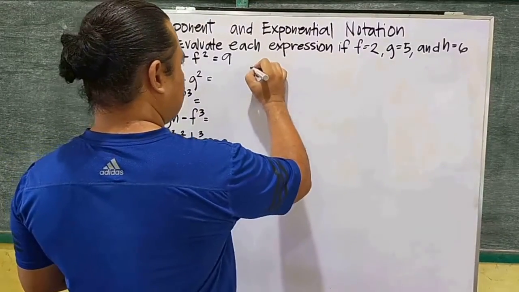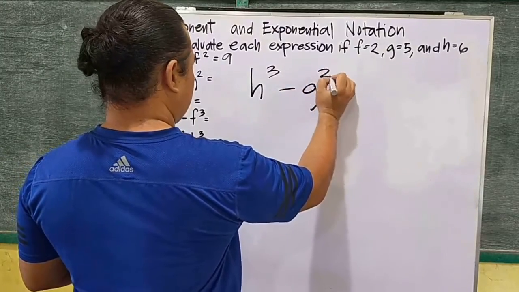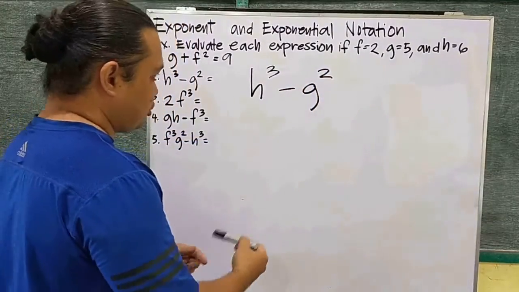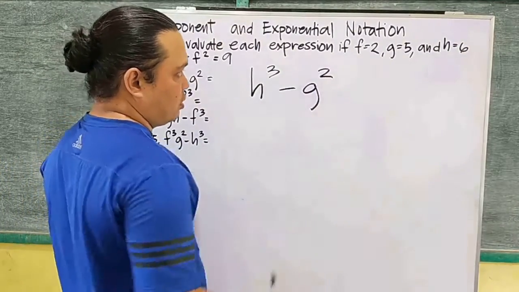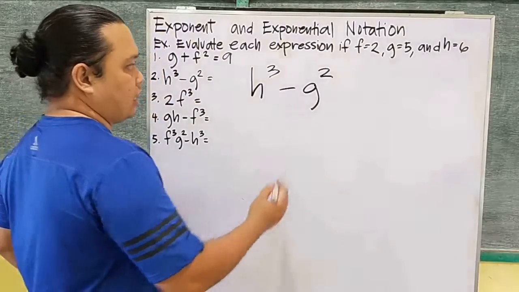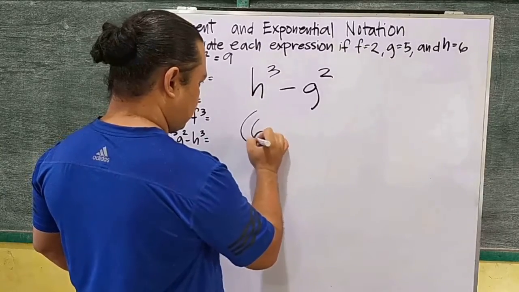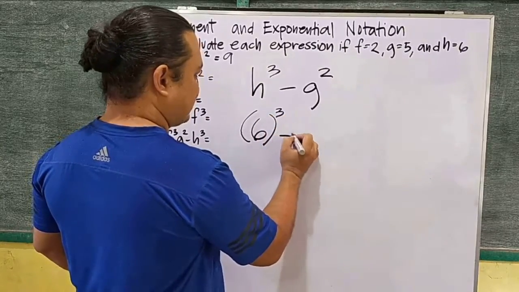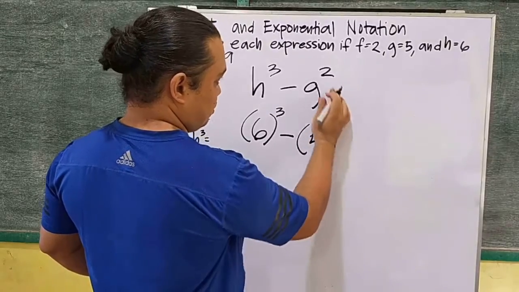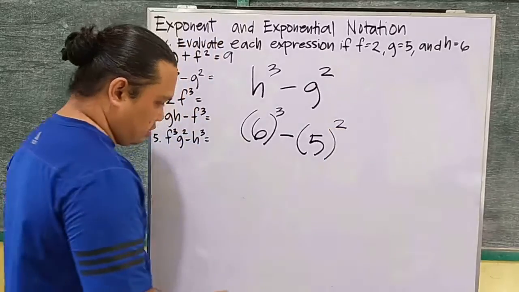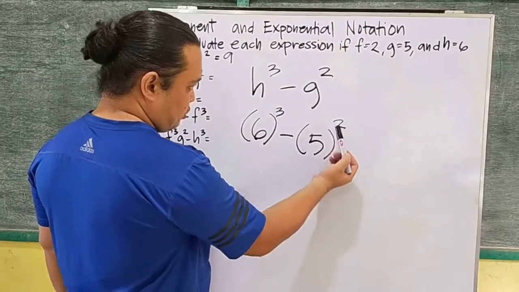H cubed minus G squared, or H raised to the power of 3 minus G raised to the power of 2. Let's just substitute here. How much is H? 6. So we have here 6 cubed. Minus, how much is G? It's 5. 5 squared here. So we have 6 cubed minus 5 squared.